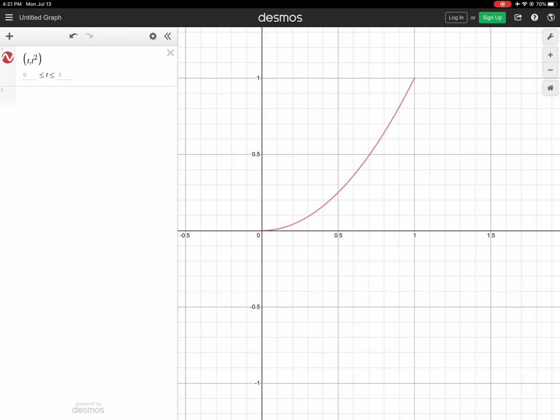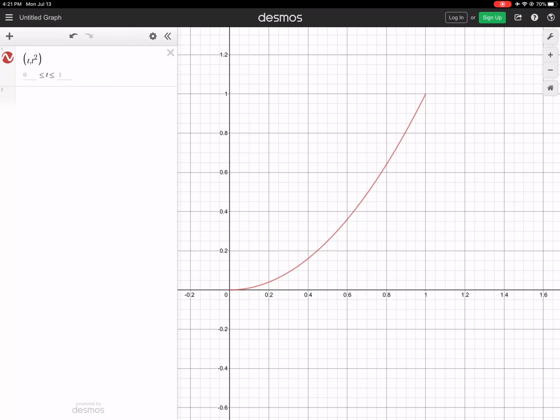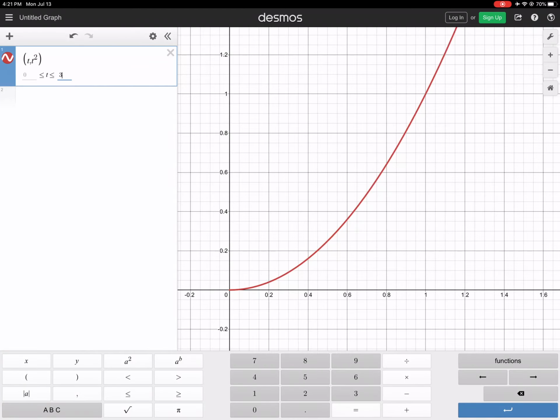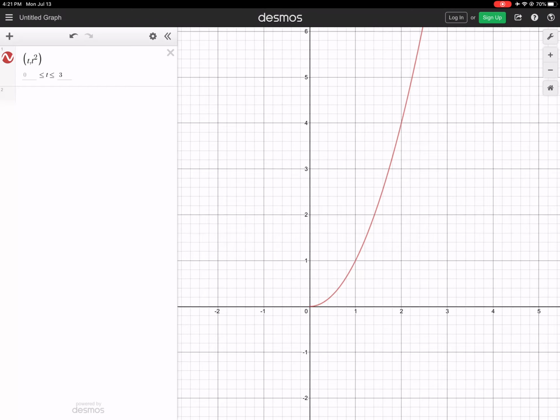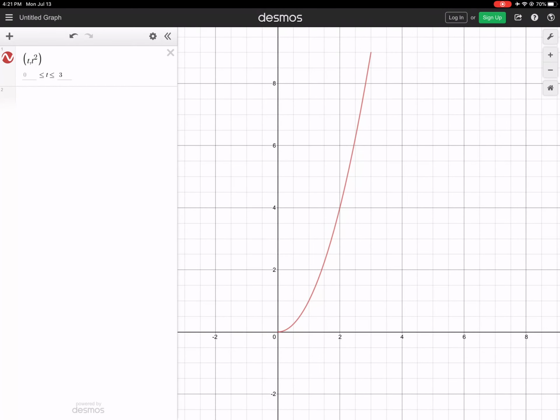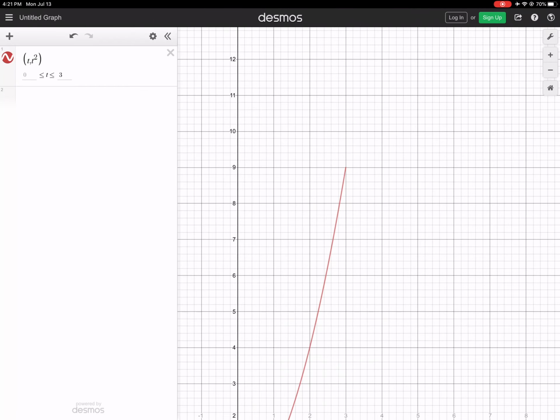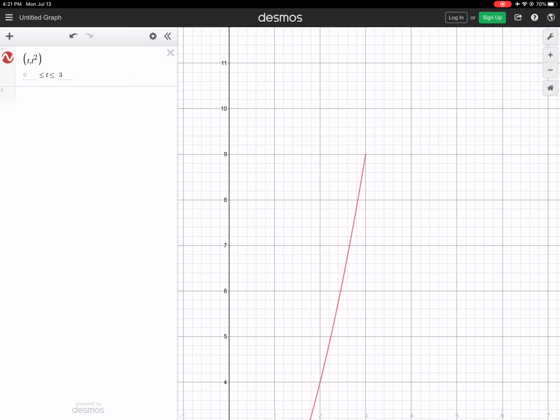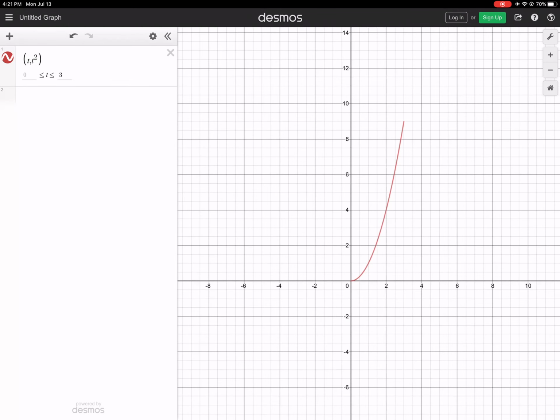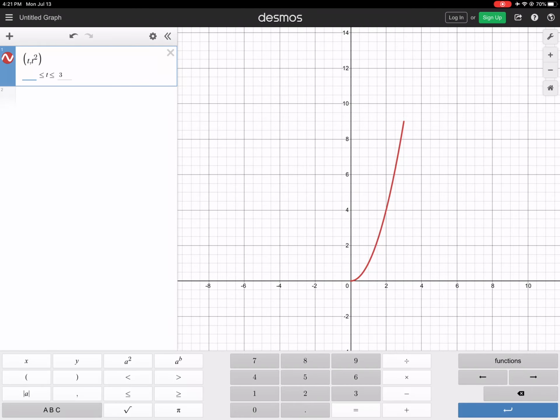As t goes from that, t squared jumps up and it goes from 0 to 1, but of course you've got the parabola. Now I'm going to change it to go to 3, and now you can see that the parabola has lengthened, and the very top of the parabola is at 3, 9. But I only have half the parabola, again, because I'm going from 0 to 3. Let's get the other half by going from minus 3 to 3. And now we've got that.